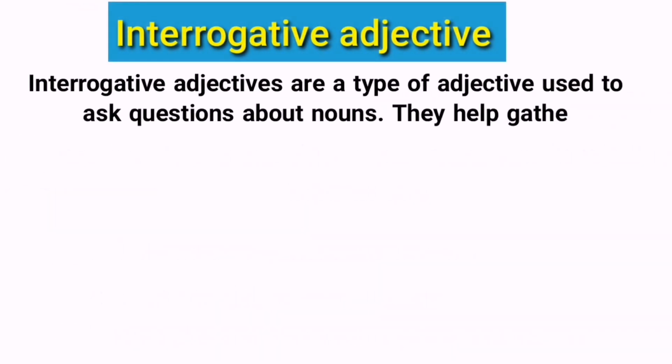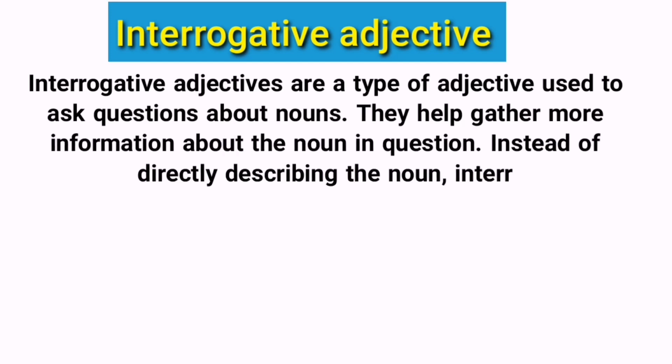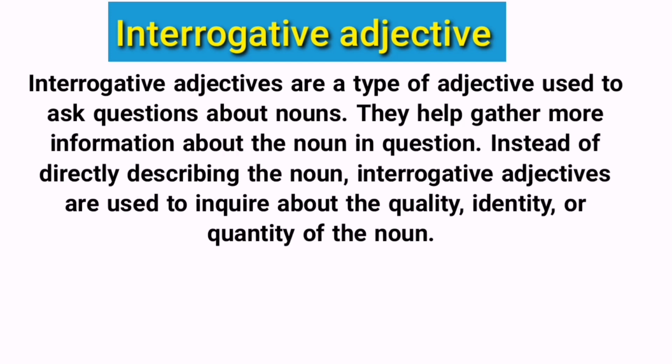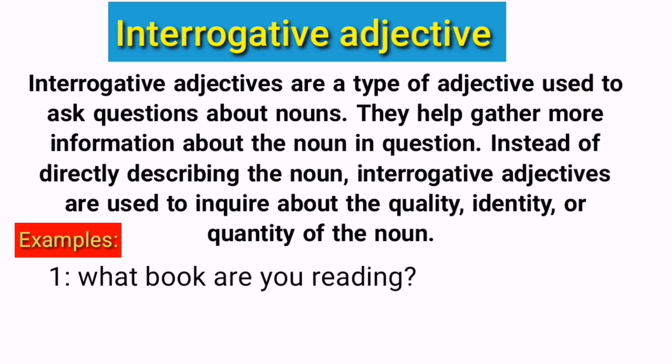Interrogative adjectives. Interrogative adjectives are a type of adjective used to ask questions about nouns. They help gather more information about the noun in question. Instead of directly describing the noun, interrogative adjectives are used to inquire about the quality, identity, or quantity of the noun. For example, in the sentence, "What book are you reading?" the interrogative adjective, what, is used to ask about the nature or identity of the noun, book. The question is seeking information about the specific book the person is currently reading.